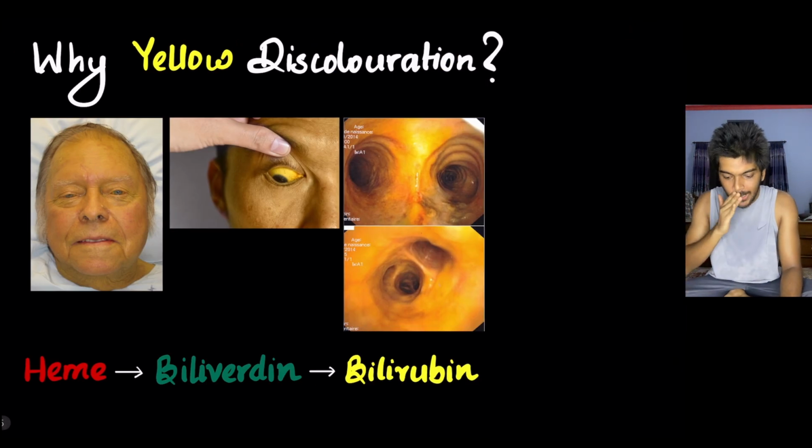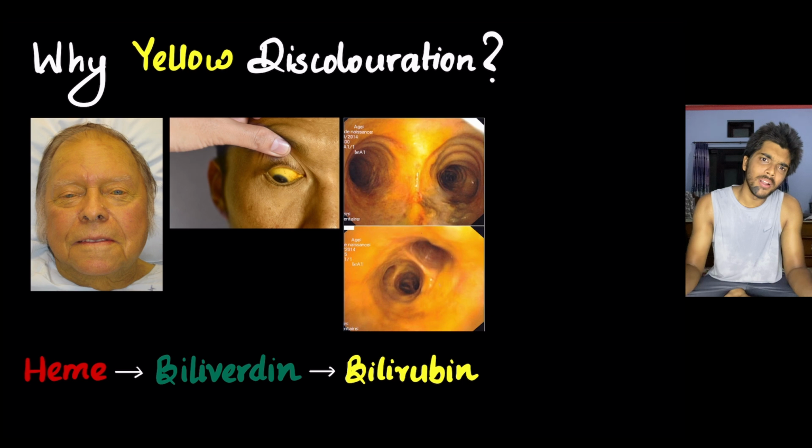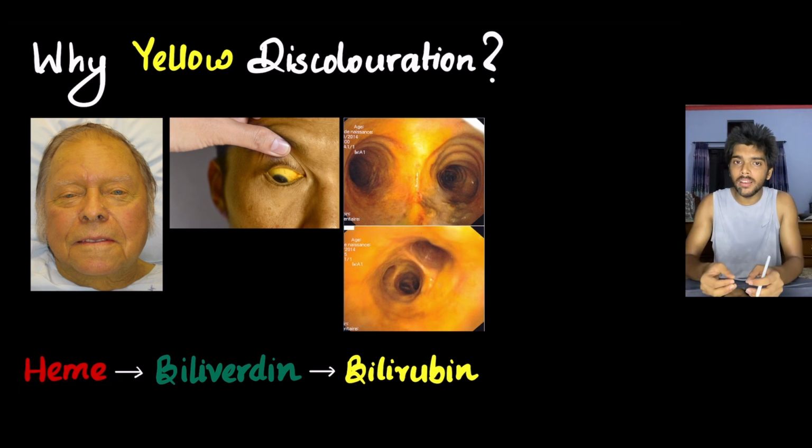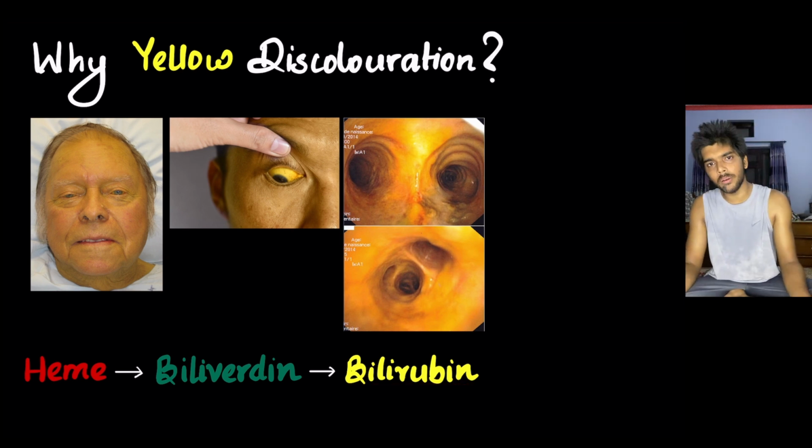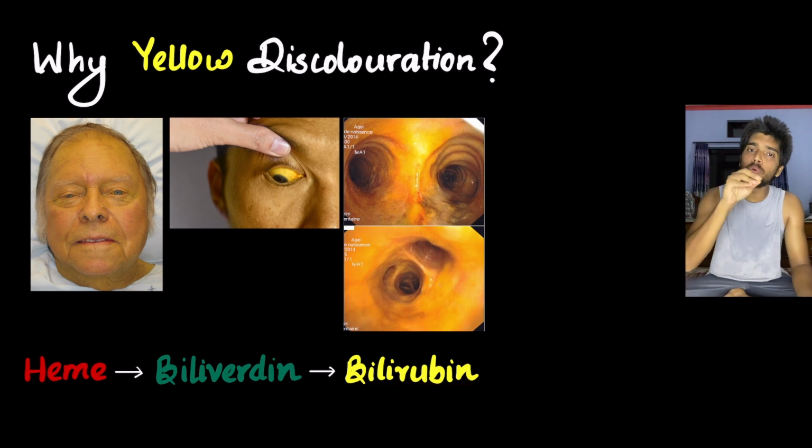Okay. Now, first question, why yellow discoloration? If you know your heme metabolism, you must know that heme is red in color. When heme gets broken down into biliverdin, it is green in color. Then biliverdin gets reduced to bilirubin, and bilirubin is yellow in color. So if bilirubin goes and deposits somewhere, it is going to impart yellow coloration to that somewhere.